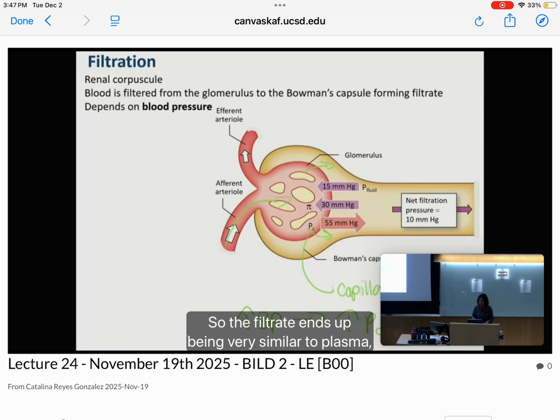So the filtrate ends up being very similar to plasma, but not exactly like plasma, because it's not going to have all those big proteins. It's not going to have the cells that you find in blood. But the osmolarity is going to be the same because water can cross. So 300 milliosmolar here, 300 milliosmolar here. Coming back to Rob's question about eventually having that osmolarity equilibrate. So you're going to have that force filtering small solutes and that fluid into the Bowman's capsule.